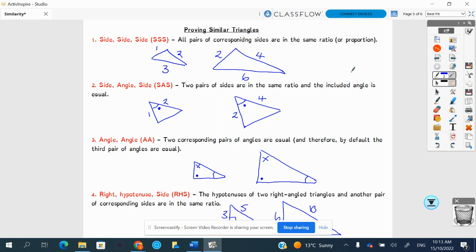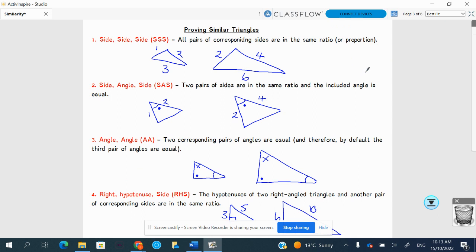Let's have a look at proving similar triangles. So just like in congruent triangles, we don't have to prove that all sides are in the same ratio and every angle is equal. We just need to use one of these four strategies. So the first one, side, side, side, is that all pairs of corresponding sides are in the same ratio or proportion, as you can see in this example here. So 1 over 2 is the same as 2 over 4, is the same as 3 over 6.